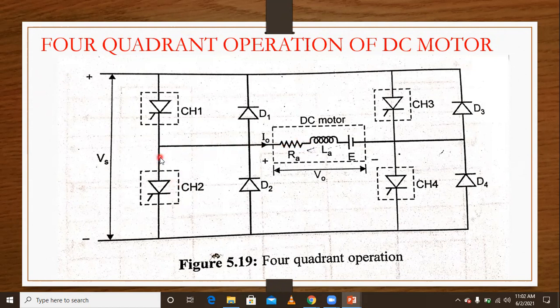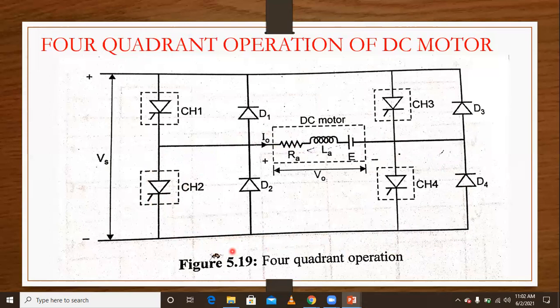If chopper CH2 is on, it is short circuiting, and the armature current increases through the inductor like this. So LA, RA, and CH2 and D4, like this. This is the free wheel path in this manner. The armature current increases in the negative, opposite direction. In forward braking mode, the armature current is negative. That's why it is like this. Understood?